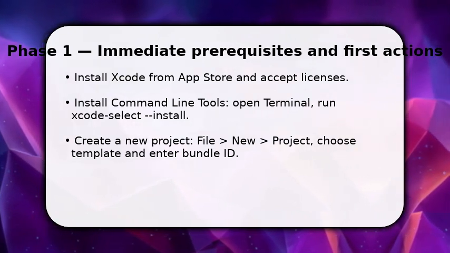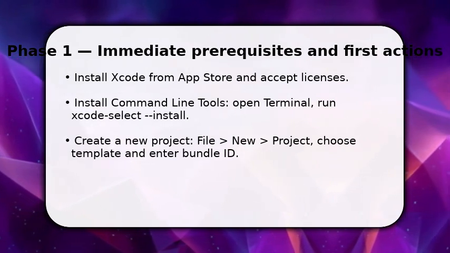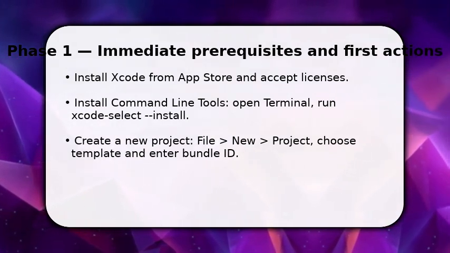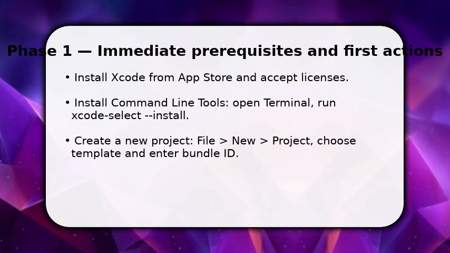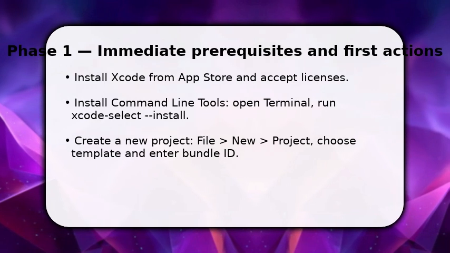Once done, open Xcode and choose File, New, Project. Pick the template that matches your app type. Name the project and set the bundle identifier. Make sure team and organization values are set so signing can be configured later.